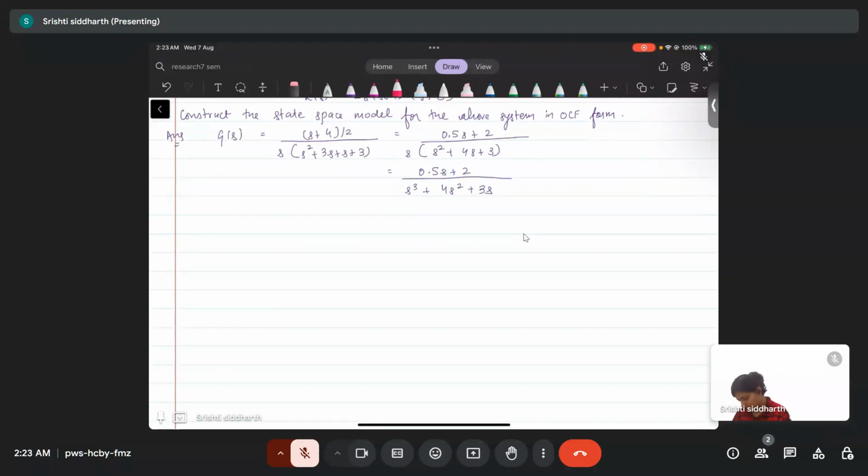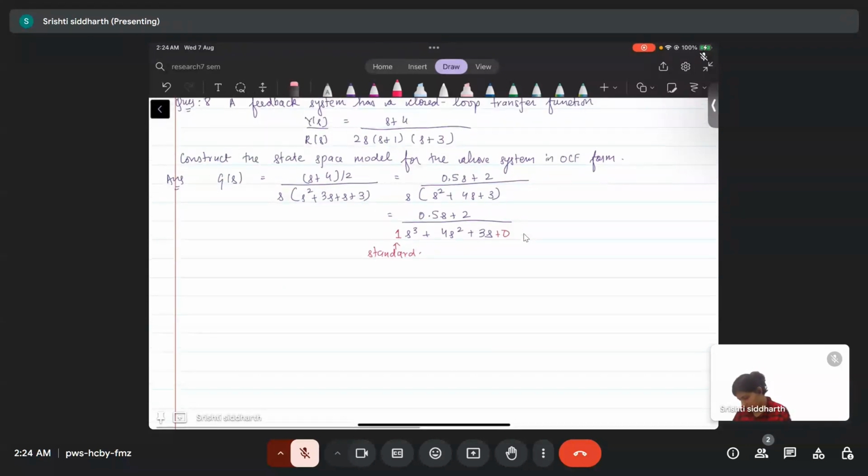Okay, so now let's check. This should be 0. And then you have the standard form. What we did to get the standard form was to take this and divide the numerator by this quantity, so that the highest power of s in the denominator has coefficient 1. And from this we can observe that this is also strictly proper.